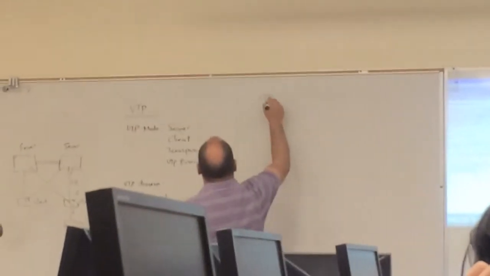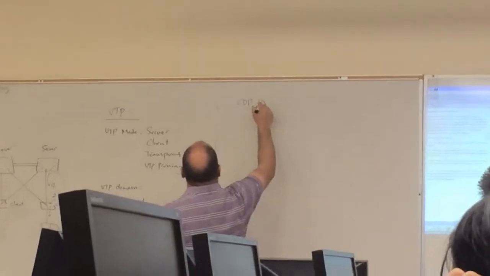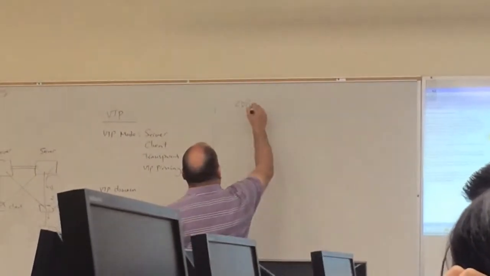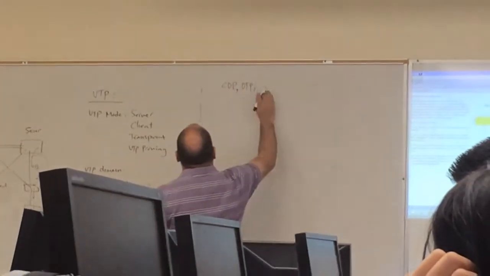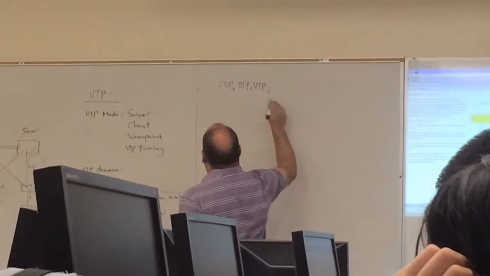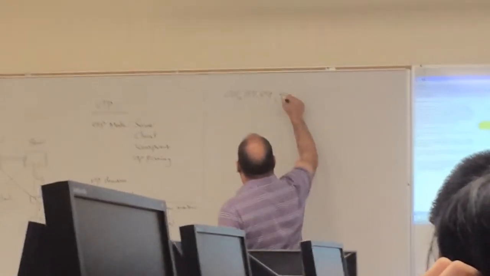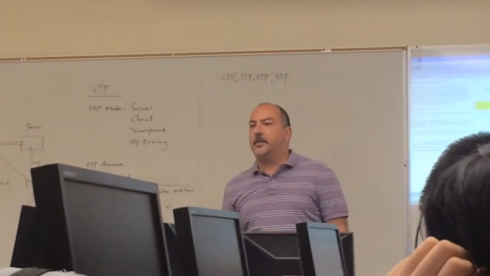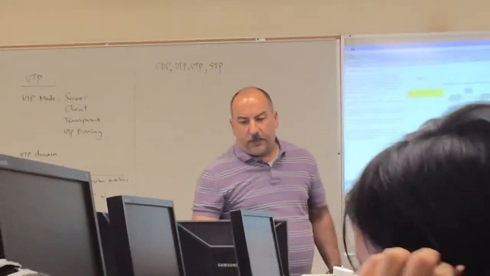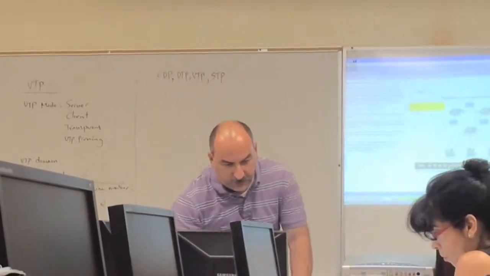So far we know that there is Cisco Discovery Protocol, CDP. We have Dynamic Trunking Protocol, DTP. And we have the VLAN Trunking Protocol, VTP. And now there is another one coming, which is STP. Okay? That's chapter 5. And STP stands for Spanning Tree Protocol.